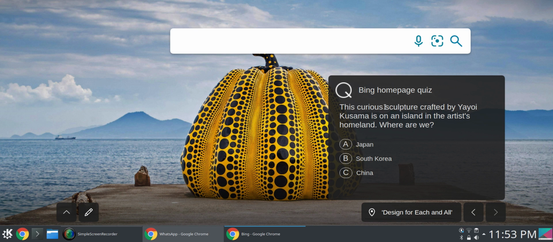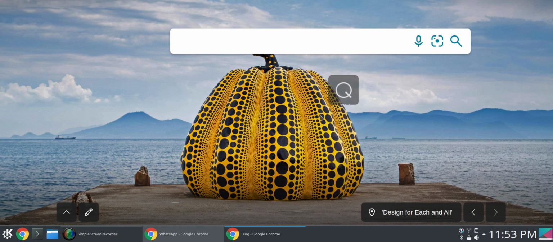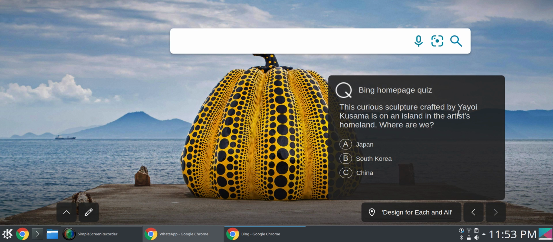So the question is, yeah, you can read it. This curious sculpture, it's like some pumpkin thing, crafted by Yayoi Kusama, is on an island in the artist's homeland. Where are we? Japan, South Korea, China. So these things are supposed to be, well, okay.